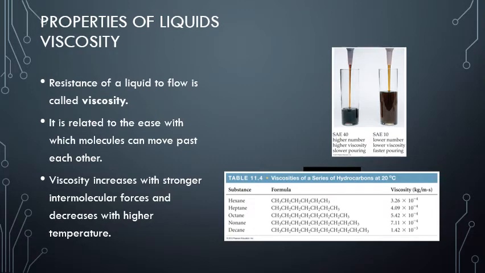So as we now move on to our properties of liquids, we're going to begin with viscosity. Viscosity is a resistance of a liquid to flow. If you remember, the particles inside of the liquid have the freedom of motion, so they are fluid. But because of the forces of attraction occurring between the particles, the stronger the force of attraction, the greater the viscosity. So it's related to the ease at which the molecules can move past one another. And the viscosity is going to increase with stronger intermolecular forces and also decrease with higher temperatures.